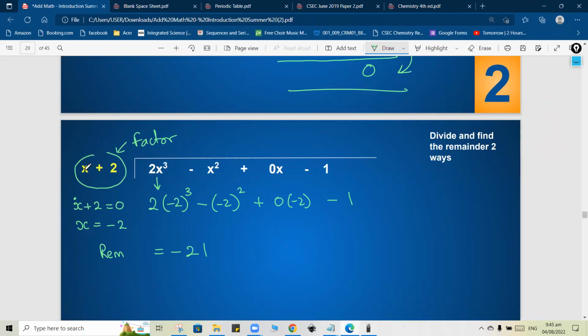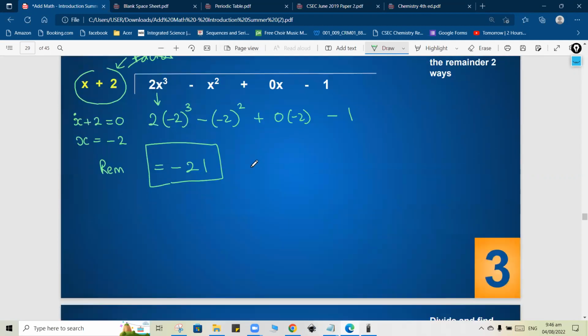The thing about it, when we divide it by this, my remainder is correct. My remainder is minus 21. The point is, this is not 0. I am only allowed to call the x plus 2 a factor if the remainder is 0. It is not qualified to be called a factor. In fact, it is not a factor. So you have to be real careful with the terms you're using over here.